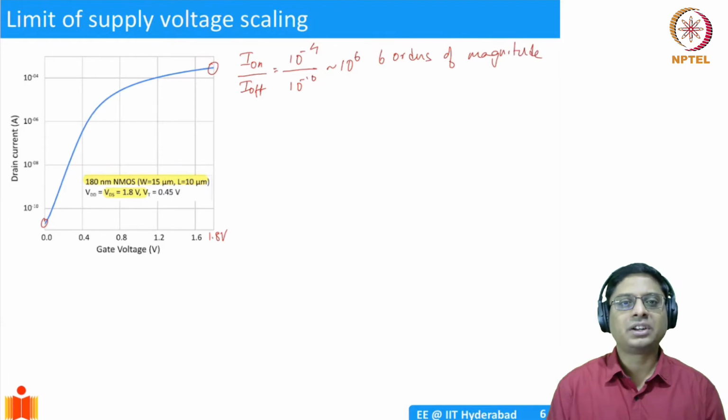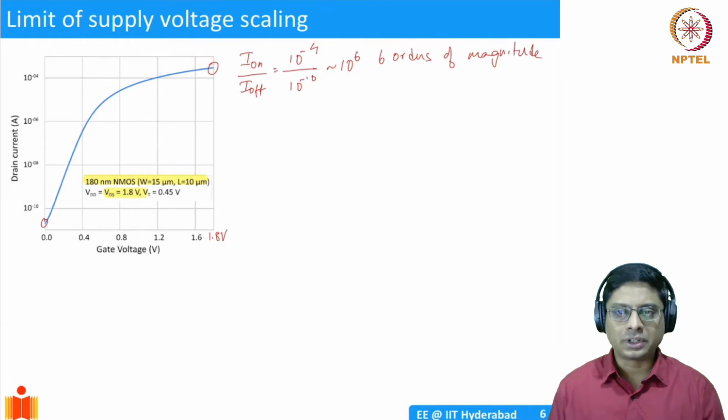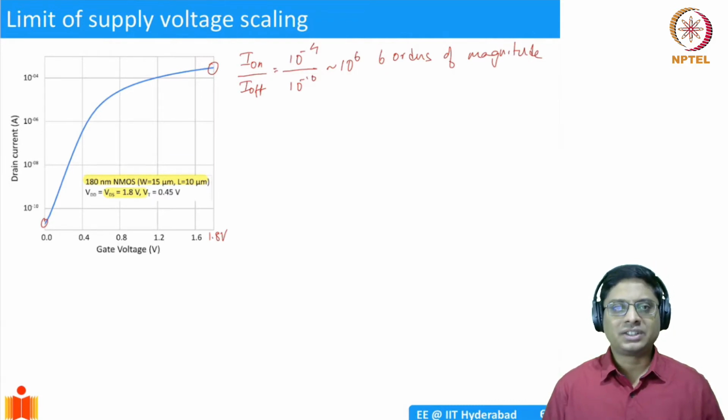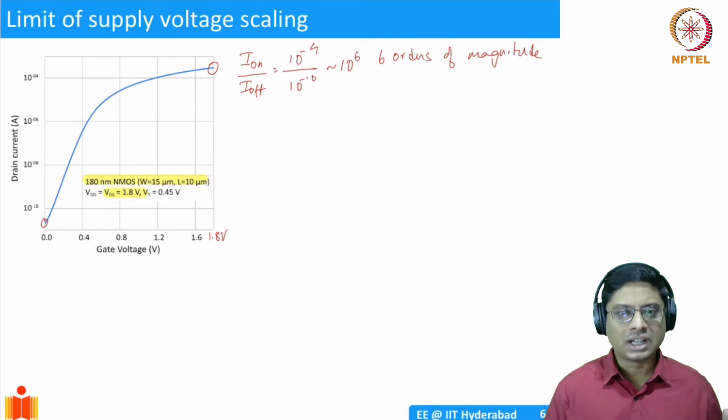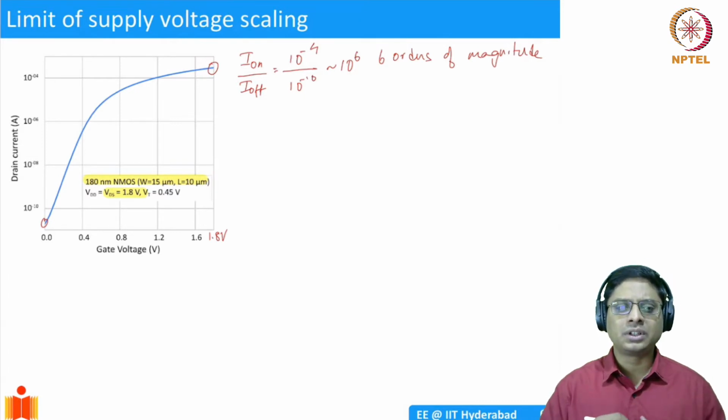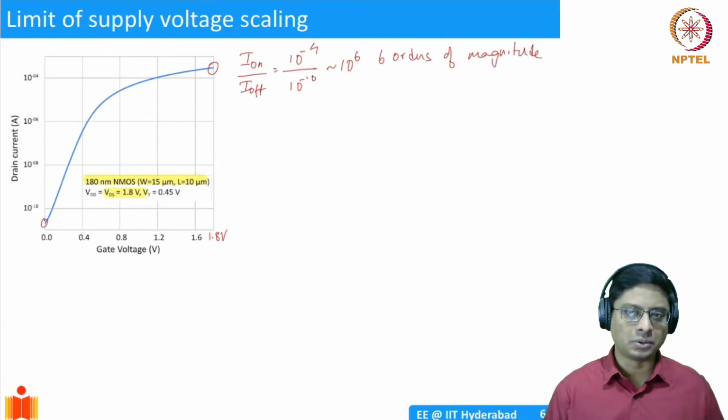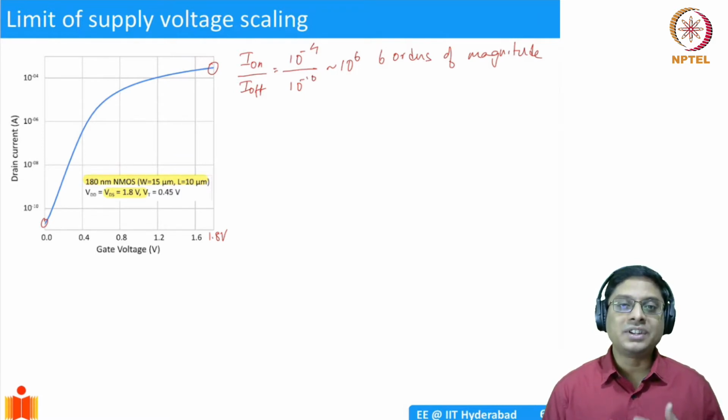And we said, when we were introducing the device metrics, that digital circuits would prefer to have as high an I-on to I-off ratio as possible. That means when the device is on, we want large current to flow, and when the device is off, we want as small a current as possible to flow, so that this ratio is very high. Then it is an efficient digital circuit.